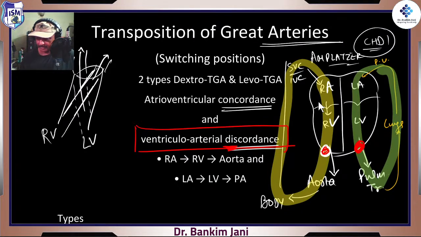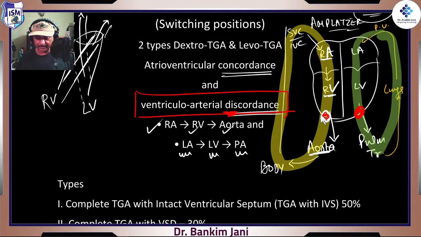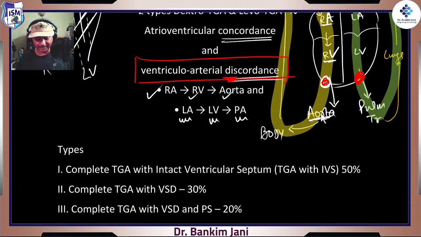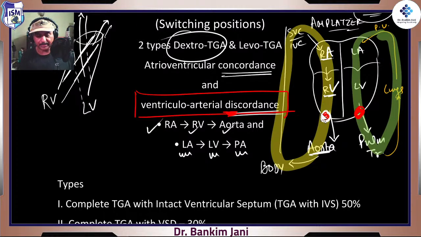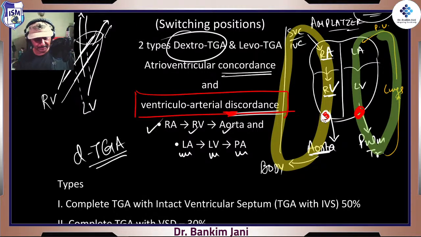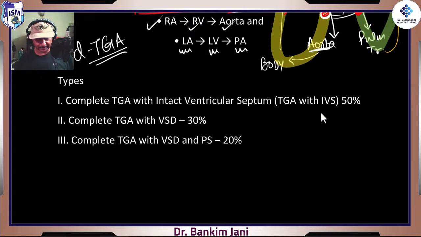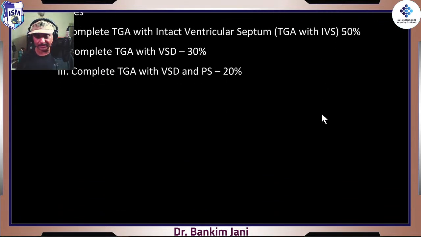So here it goes from the right atrium to the right ventricle to the aorta, and then left atrium to left ventricle to the pulmonary artery. Both are parallel. This is what is called transposition of great arteries. Now, in this there are two types: DTGA and LTGA. Right now we are talking about the commonest one, dextro-TGA or DTGA. We'll look at LTGA later, but first let's understand this. This condition can occur in several ways. Transposition of great arteries is combined with some other things also.